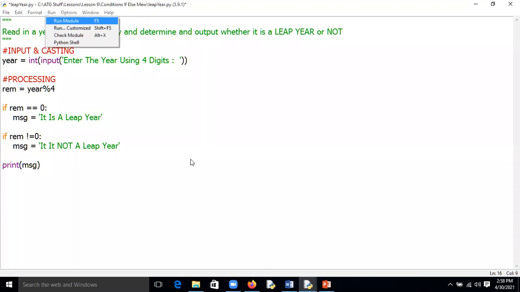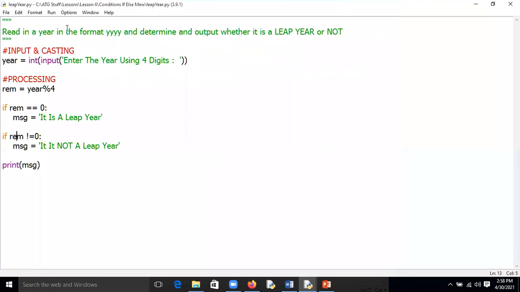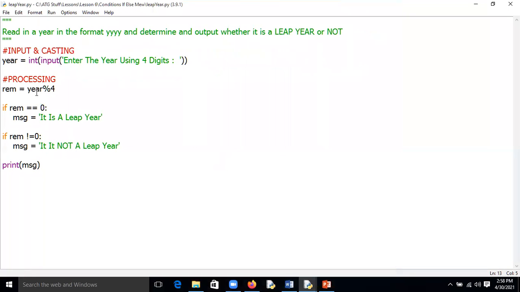So I'm going to go with running it. And let's enter the year 1990. It's not a leap year because it's not divisible by 4. If I enter 1996, it is a leap year because it's divisible by 4, right? So if you look at our solution, this is the important thing: we are determining the remainder.